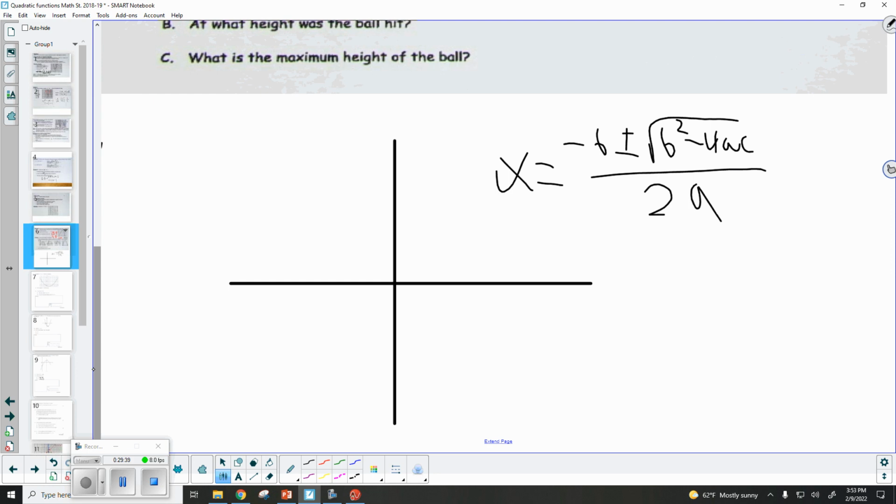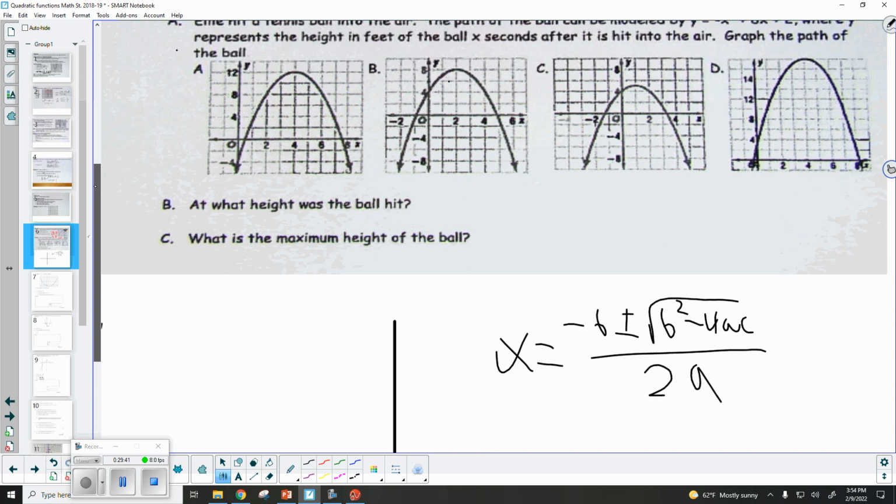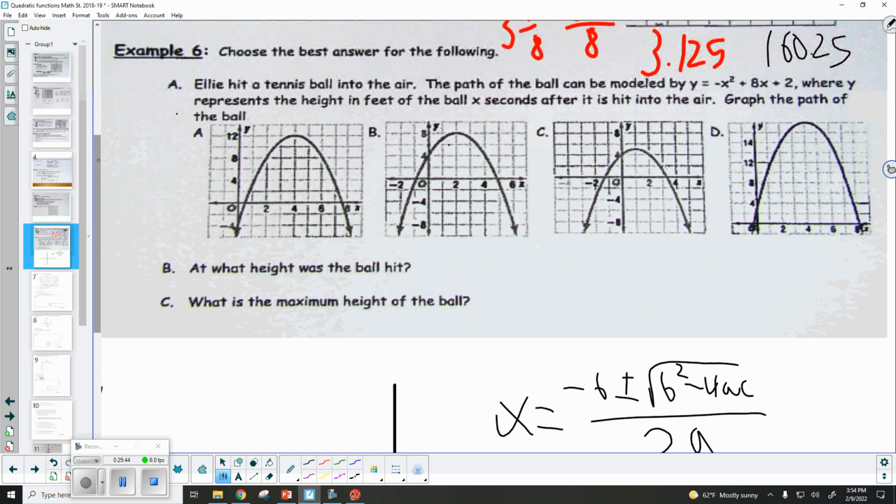Okay, and so to finish it up, who would like to answer these questions? Let's come up to the board and try this out. Manish, would you like to try this? Answering these questions for example 6. So what would A be? If the model is negative x squared plus 8x plus 2, which one would that be?